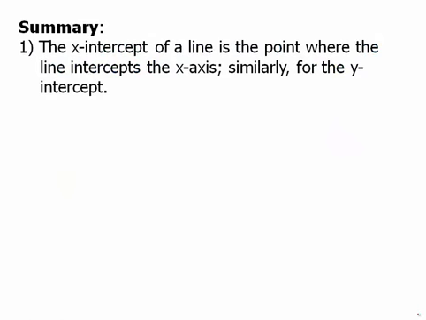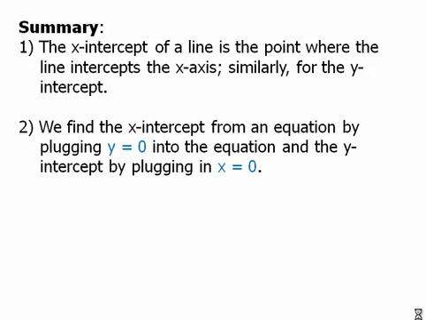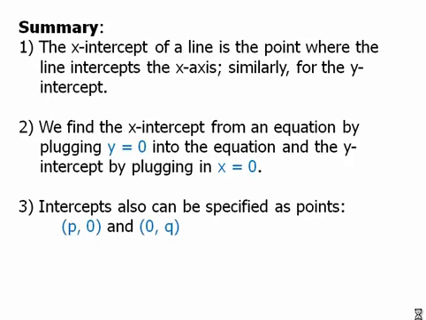In summary, the x-intercept of a line is the point where the line intersects the x-axis, similarly for the y-intercept. We find the x-intercept from an equation by plugging y equals 0 into the equation, and we find the y-intercept by plugging in x equals 0. And the intercepts can be specified as points. So for example, (p, 0) would be an x-intercept, and (0, q) would be a y-intercept.